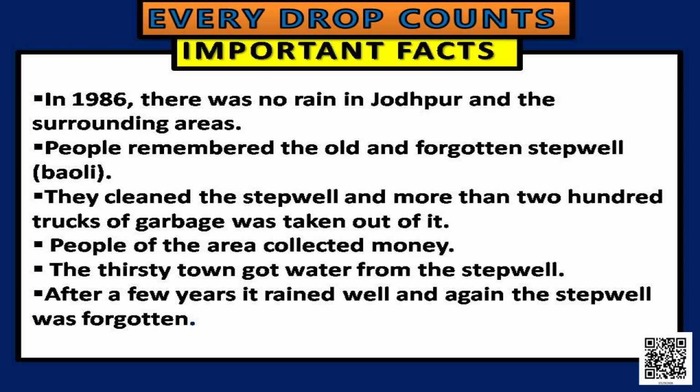Now we will go through some facts given in your book. In 1986 there was no rain in Jodhpur and the surrounding areas. So people remembered the old and forgotten step well, that is Bawali. They cleaned the step well and more than 200 trucks of garbage were taken out of it. People of the area collected money. The thirsty town got water from the step well, and after a few years it rained well and again the step well was forgotten.